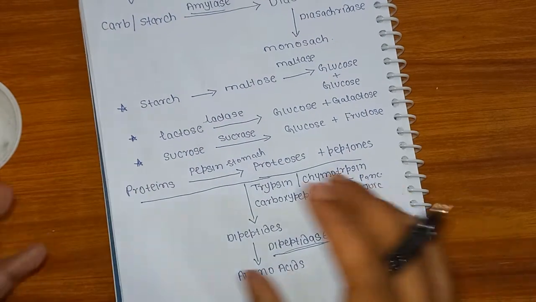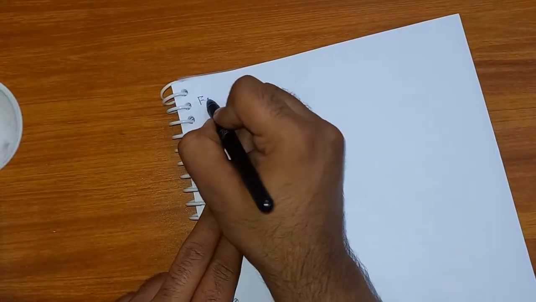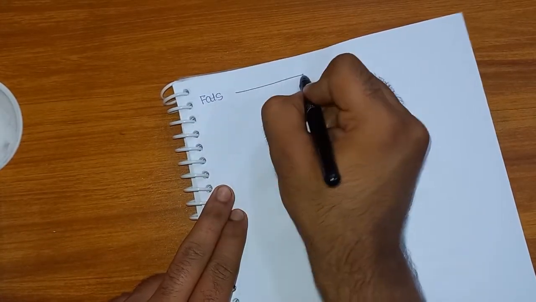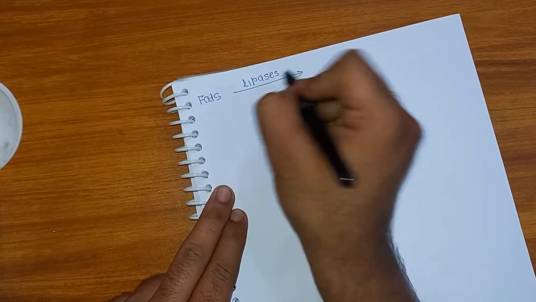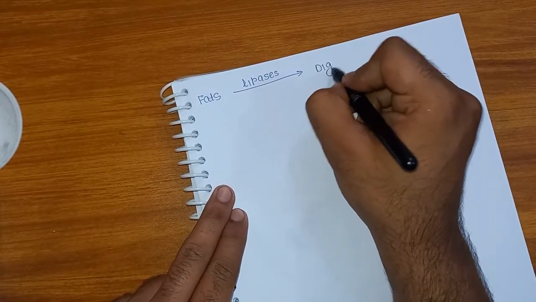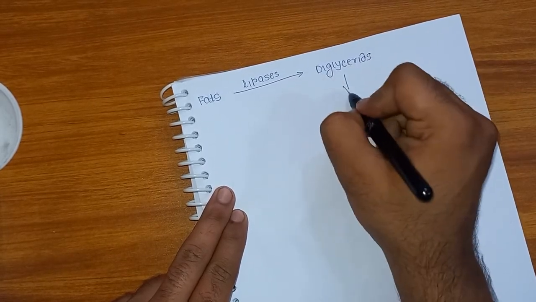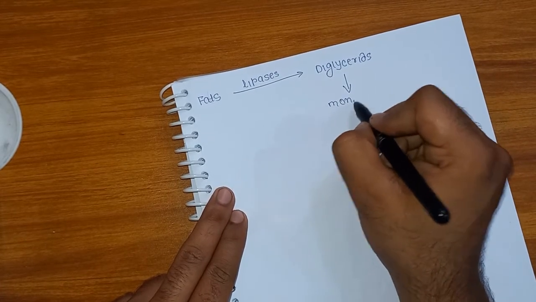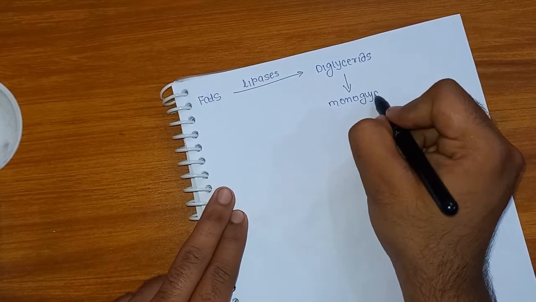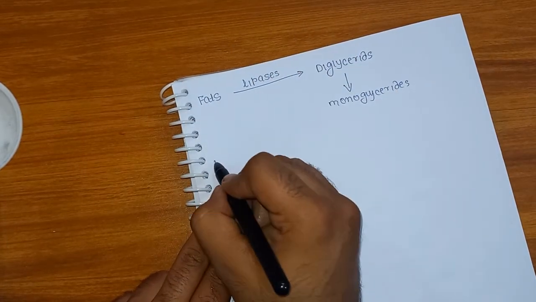So we talked about the digestion of carbohydrates and the digestion of proteins. Now the third, we talk about digestion of fats. Fats are acted upon by lipases and converted into diglycerides. Important point to remember. These are further acted upon by lipases and converted into monoglycerides.